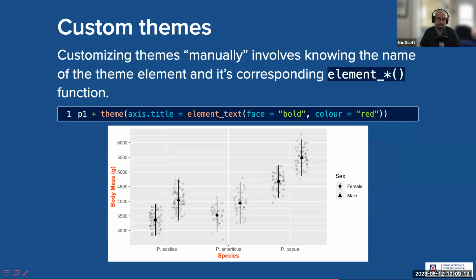But very often we want to customize other things about our plots. So how do we do that? Customizing things about the appearance of your plot involves knowing the name of the theme element and its corresponding element function. We're going to talk about that in a bit, but here's an example. axis.title is the element that controls the axis titles. So it's not that hard to figure out. And then because that's text, it goes with element underscore text. And that function is where we can change things like the font face, whether it's bold or italics, for example, the color, size, all sorts of stuff. And all of this goes inside the theme function.